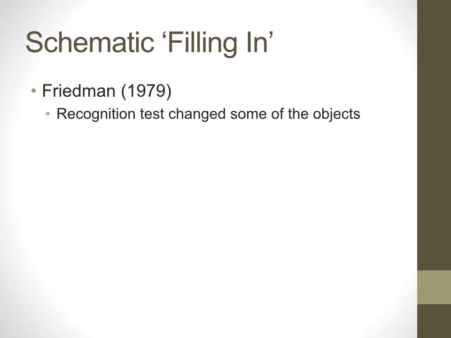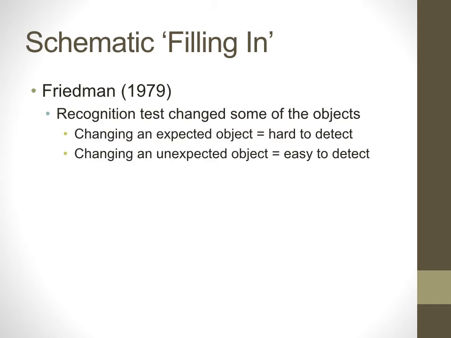So this is just continuing on a little bit more with that study. Recognition tests change some of the objects. If they changed an expected object, it was harder to detect. Changing an unexpected object was easier to detect. One of the other things that was noted in this study was that when Friedman was collecting data, she recorded participants' eye movements during the original presentations of the pictures. Data showed that participants tended to look twice as long at the unexpected objects as they did the expected ones. So clearly these objects did catch the participants' attention, and it seemed like they were encoding them into memory more than when there were expected objects in the pictures.